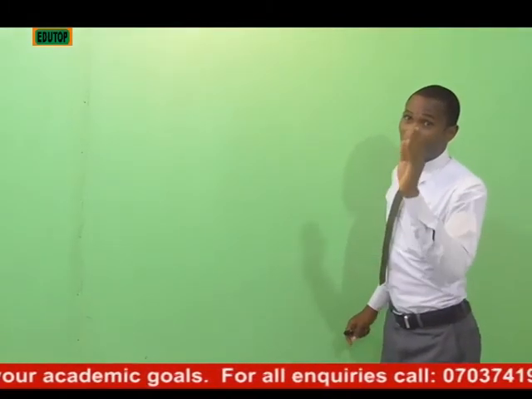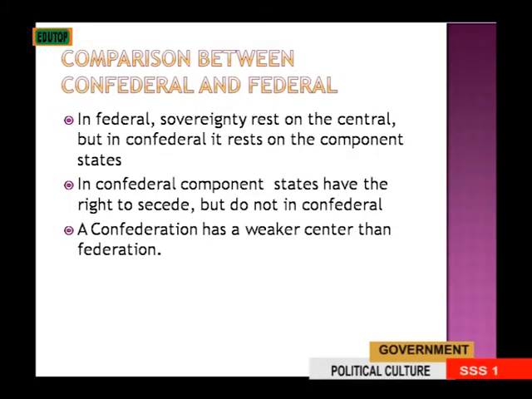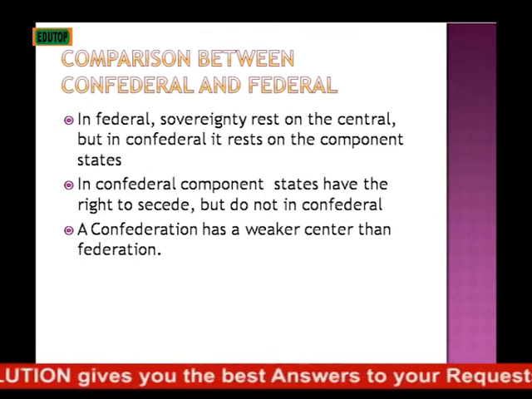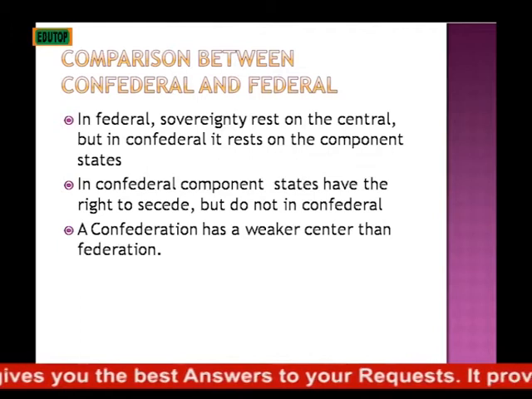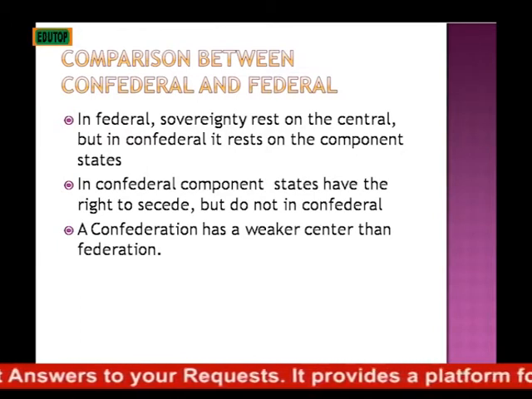Next is the comparison between the confederal system of government and the federal type of government. In a federal government, sovereignty rests on the central government. But in a confederal system, it rests on the component states making up the central government.